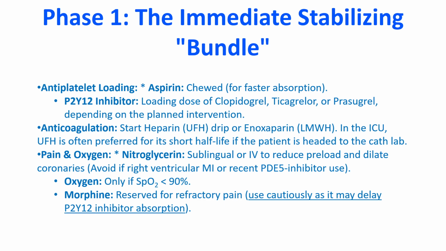Antiplatelet loading: aspirin, to be chewed for faster absorption from the buccal cavity. P2Y12 inhibitor: loading dose of clopidogrel, ticagrelor or prasugrel, depending on the planned intervention strategy. Start anticoagulation with either unfractionated heparin drip or enoxaparin. In the ICU, unfractionated heparin is often preferred for its short half-life if the patient is headed to the cath lab.